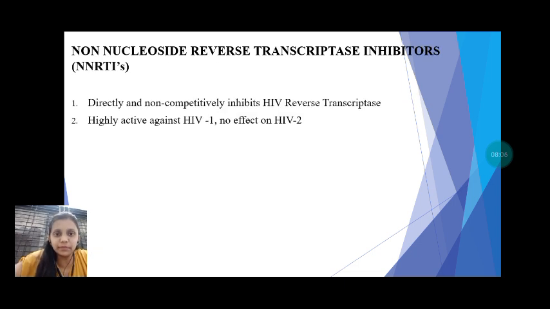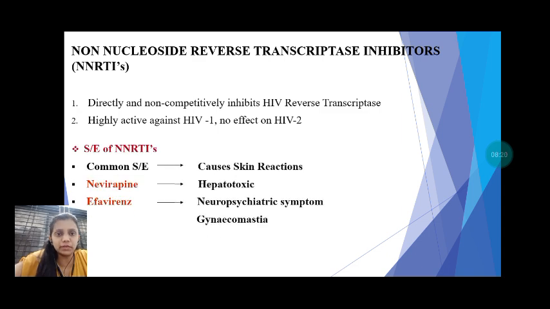Non-nucleoside reverse transcriptase inhibitors, NNRTIs. This directly and non-competitively inhibits the HIV reverse transcriptase. These are active against HIV-1 virus but have no effects on the HIV-2 viruses. Side effects of NNRTIs. The common side effect is it causes skin reactions. Nevirapine is hepatotoxic, and the efavirenz causes neuropsychiatric symptoms and gynecomastia.